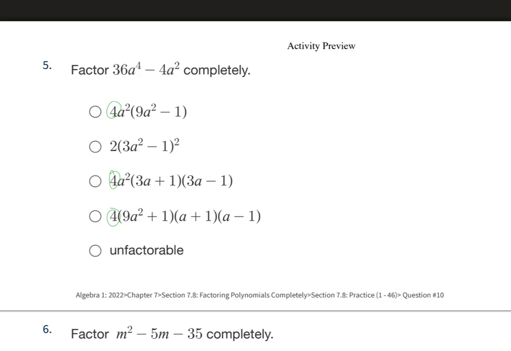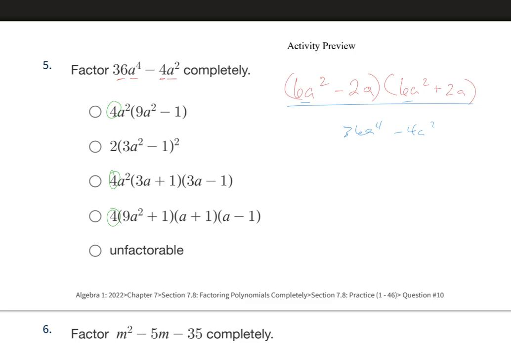But how I know it's a difference of squares is that's a squared term, that's a squared term, that's a squared term, that's a squared term. So I really have 6a squared minus 2a times 6a squared plus 2a. That works, right? Because when I distribute 6a, that's 36a^4 plus 12a cubed minus 12a cubed minus 4a squared. So this works, but notice that's not one of our answer choices.